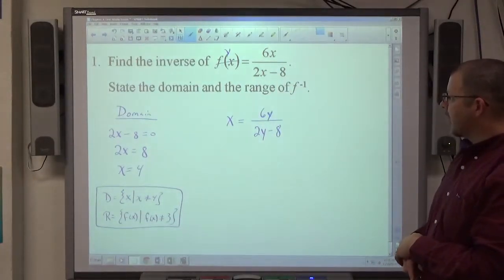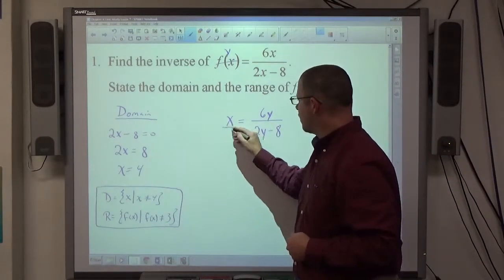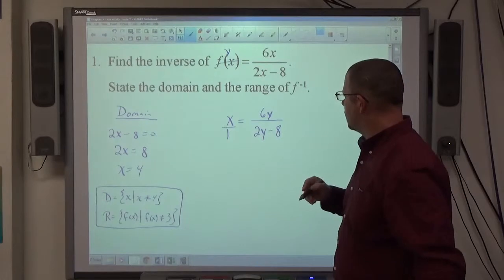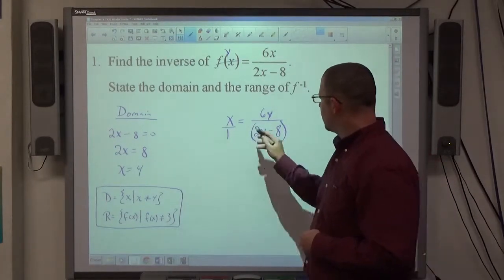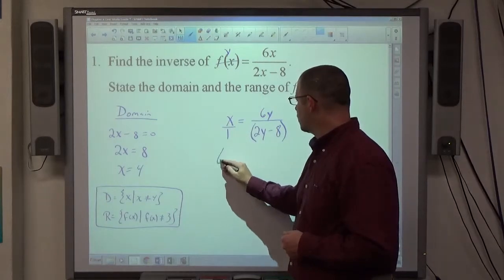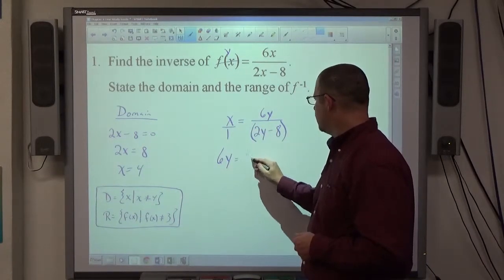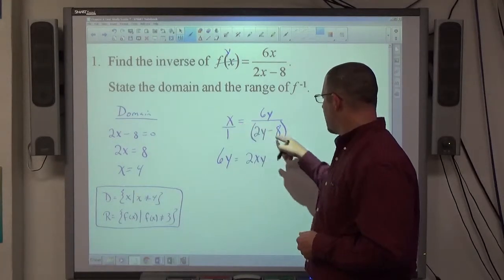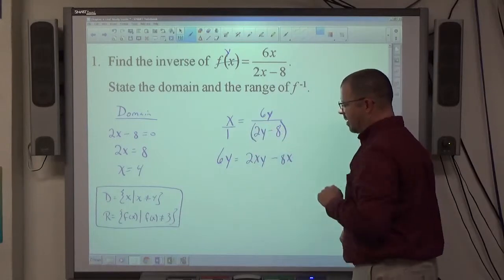Next thing I would do is solve for y. Currently I've got a number equals a fraction, so if I put that number over 1 now it looks like fraction equals fraction. Cross multiplication is going to help me simplify this out. So one side is going to be 1 times 6y. The other side is going to be x times 2y minus 8, so it's going to be 2xy minus 8x. Distributive property required x times this and x times that.